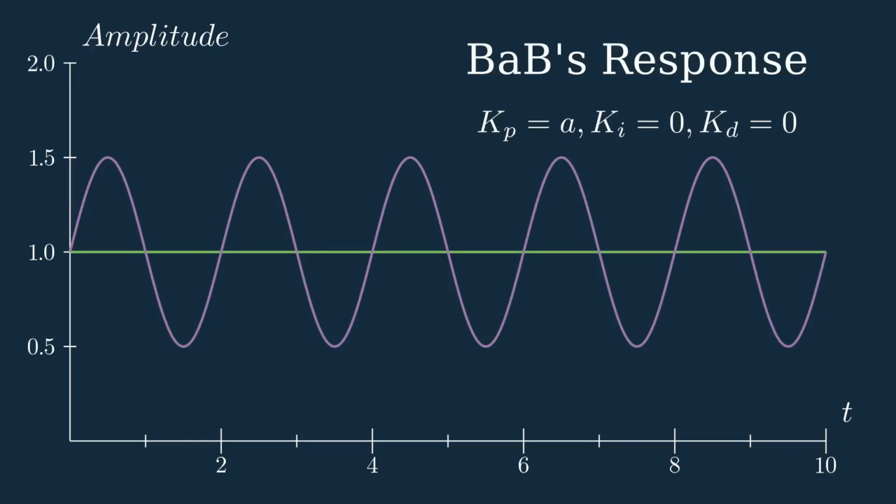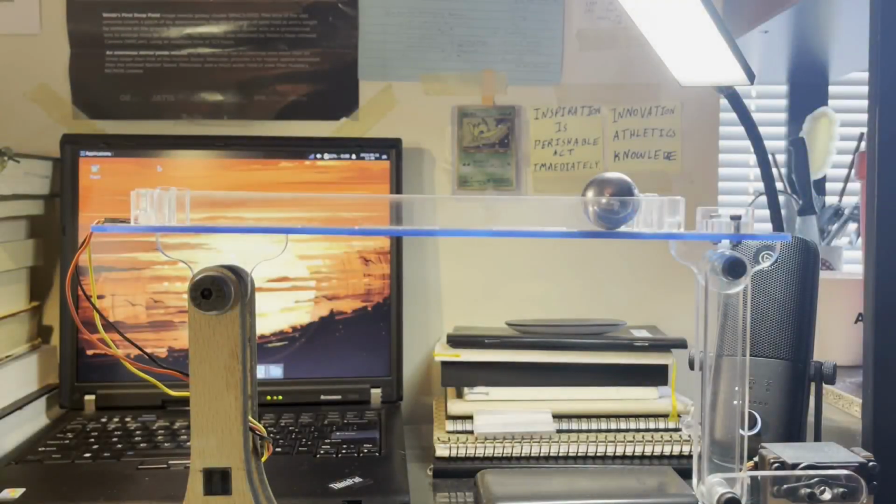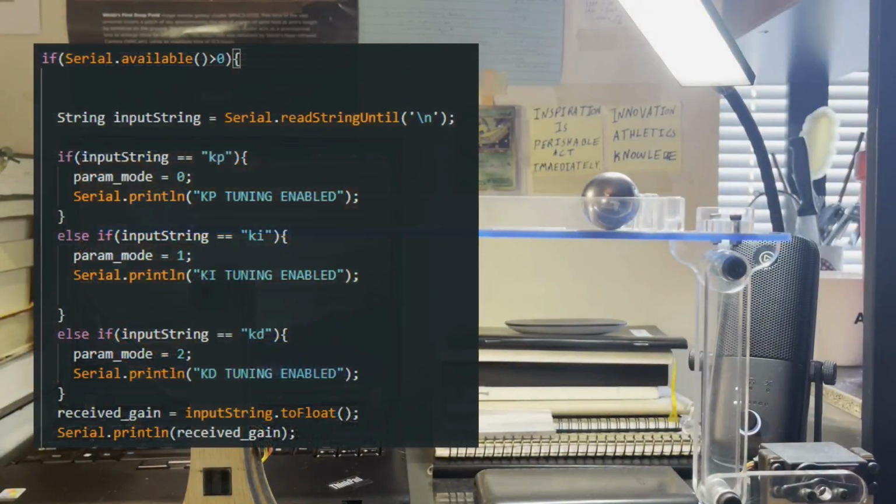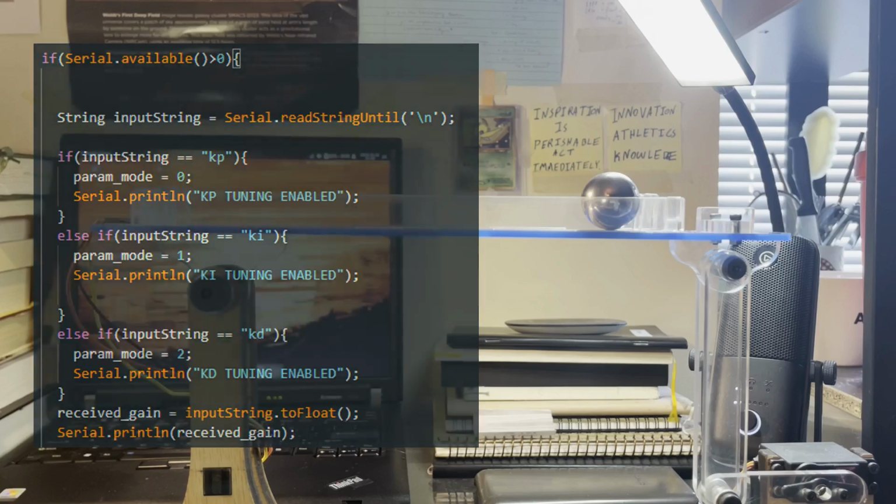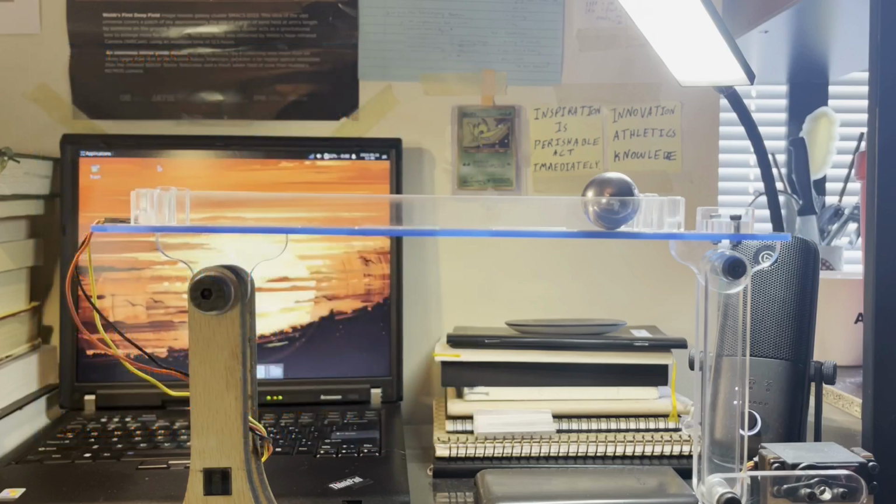Assuming all of the gains are set to 0 and we add some Kp to the system, we are looking for a step response that looks something like the purple curve shown here. If the system is in fact controllable, you will be able to reach this oscillatory state. Switching to the physical setup, we could tune Kp via serial communication between my computer and the Arduino Nano running the system.